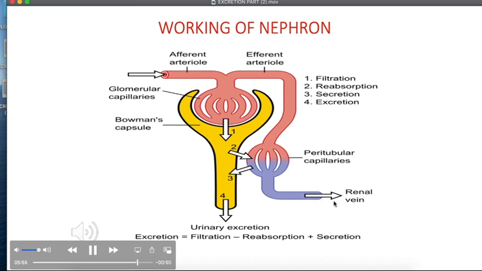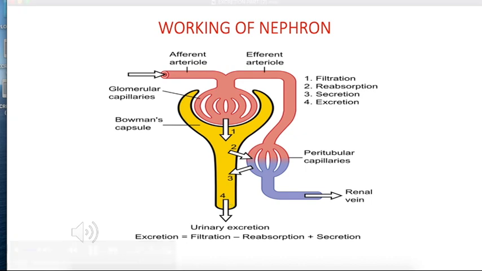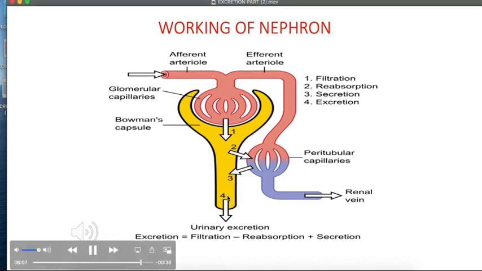This is called tubular secretion. And the leftover liquid, that is urine, which consists of water, salt and urea, is released into the ureter and then stored in the bladder. And when the bladder is full, it is expelled out into the outside environment through the urethra.